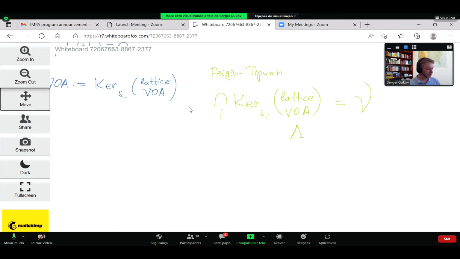Can I ask something? Sorry if it is too basic, but can you recall in two words what it means to take the kernel of a lattice VOA, please? Well, basically it's everything which is annihilated by this particular S_i. So in the simplest case where p is equal to 2, there is a close relation to the symplectic fermion. So you can think about this S_i as a fermion itself, and it squares to 0.